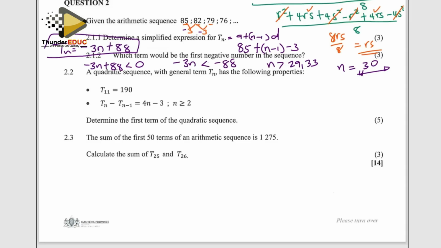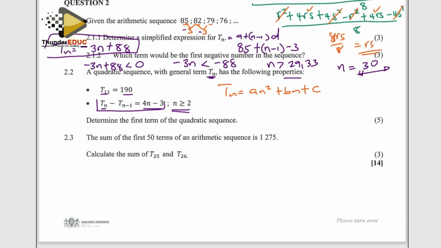They are telling us that a quadratic sequence with a general term Tn has the following properties. T11 is 190. And then Tn minus 1 is given as this. So this equation is just for the first differences. But there is a condition: n must start from 2 and above. So when I looked at this question, I thought, if my Tn is an squared plus bn plus c.